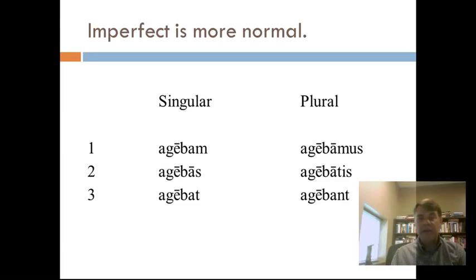The imperfect of a third conjugation verb is more normal. Bam, bas, bat, bamus, batis, bant. That's okay. And you can see that the E has lengthened, not important, before the bam, bas, bat, bamus, batis, bant. So this is I was leading, you singular were leading, he, she, or it was leading, we were leading, y'all were leading, they were leading. Again, this one's not hard.